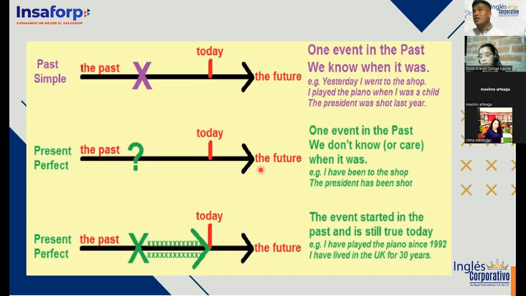But of course, it is an action that will probably still be in the present. Because you didn't care about it or didn't pay attention to it, you don't know. But in the present it may still be available, or in the future it may still happen. So we don't know, because remember, the present perfect is something of undefined time. So we have the example: I have been to the shop.